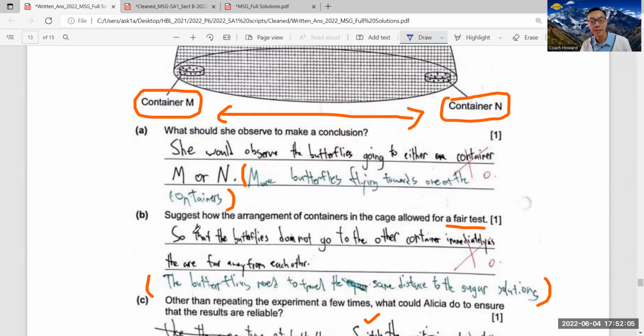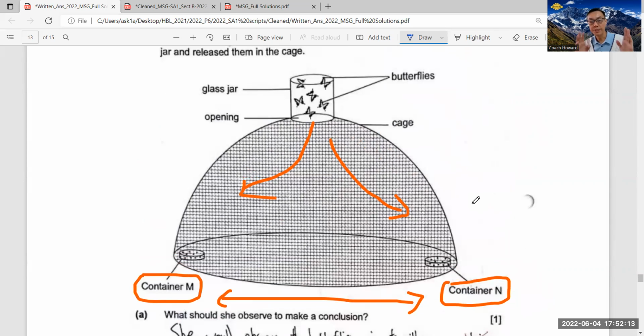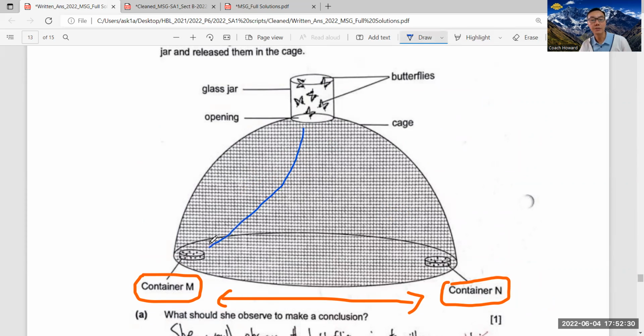Okay, next, suggest how the arrangement of containers in the cage allow for a fair test. So fair test actually quite logical, right? It must be the same distance. So that's why I drew this arrow here. Let's say erase part. So they must be the equal distance. So that the butterfly have equal chances of flying either to the left or to the right. So either they fly to container M or they fly towards container N.